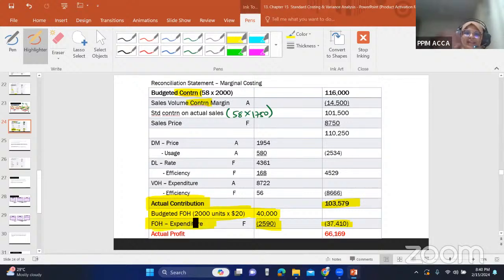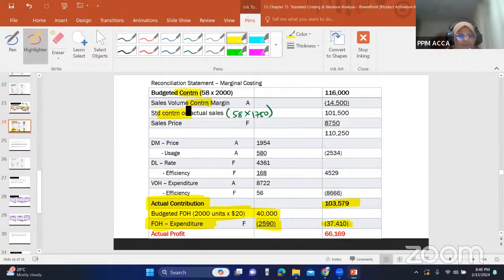Okay. So what I have highlighted is the thing that will change in a marginal costing reconciliation statement. You don't have to worry about closing stock, idle time. If it is marginal costing, they won't complicate it more. Okay, so just know this. This is more than enough.